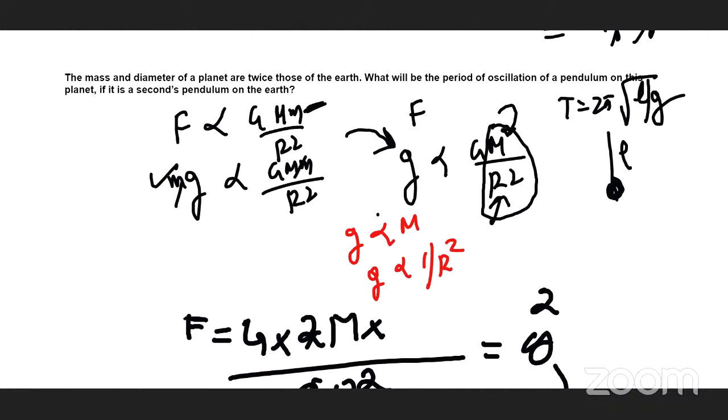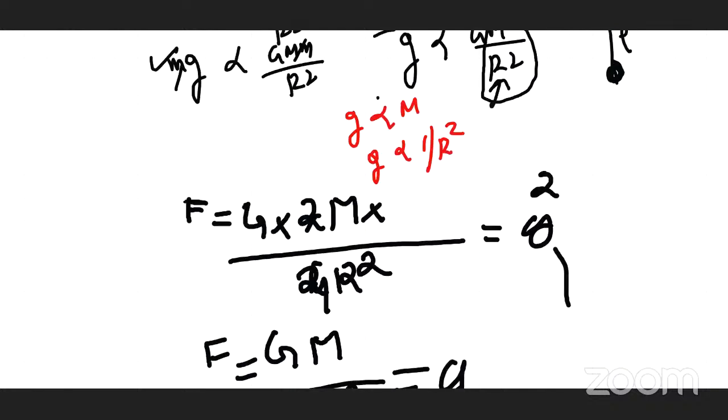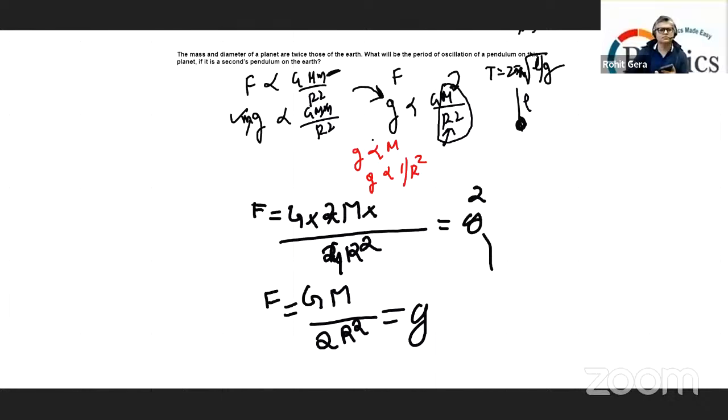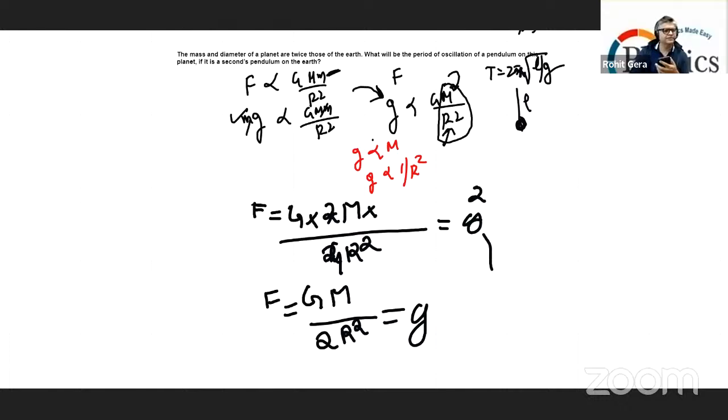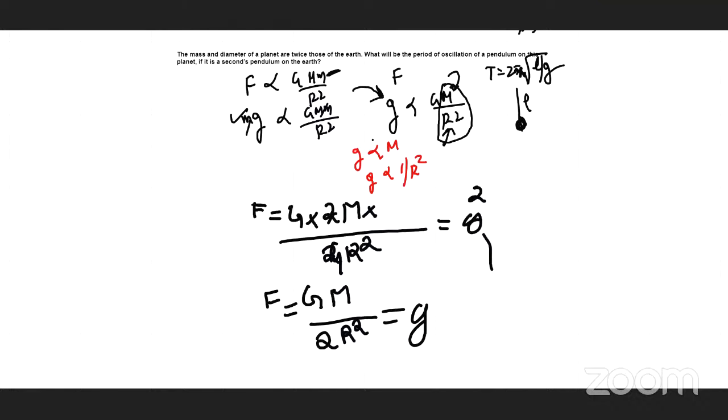ये 2 पाई इंटू है ना, 2 पाई इंटू अंडर रूट एल बाई जी. 2 पाई, this will be g dash. ओके. g dash. ठीक है. Into under root L by g.